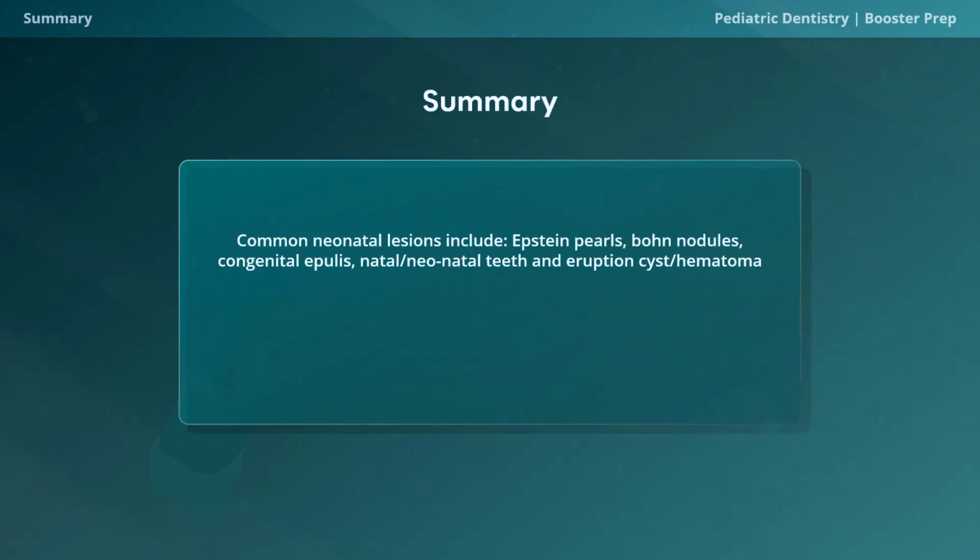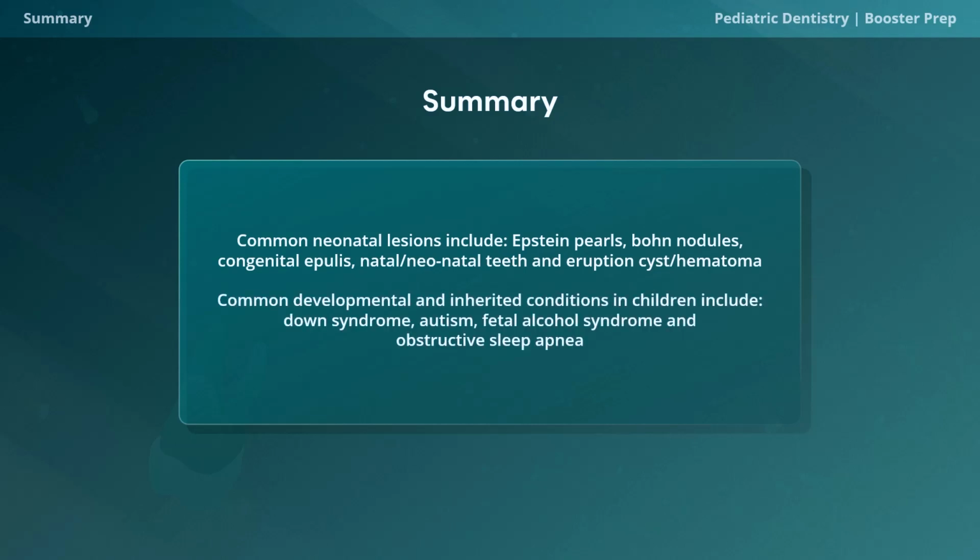So, to summarize what we learned today, first, we learned about common neonatal lesions, including Epstein pearls, bohn nodules, congenital epulis, natal and neonatal teeth, as well as eruption cysts and hematomas. We also learned about some common developmental and inherited conditions in children, such as Down syndrome, autism, fetal alcohol syndrome, and obstructive sleep apnea.